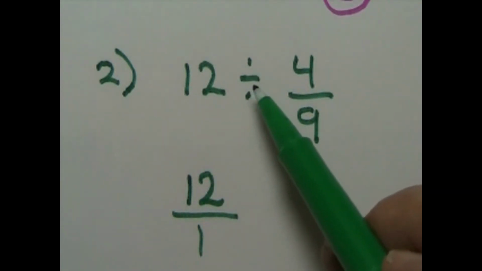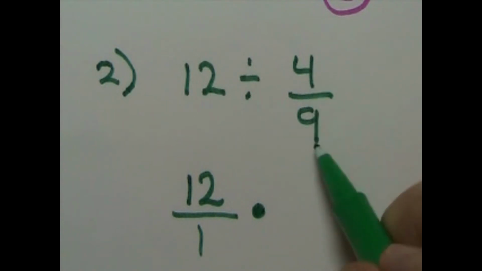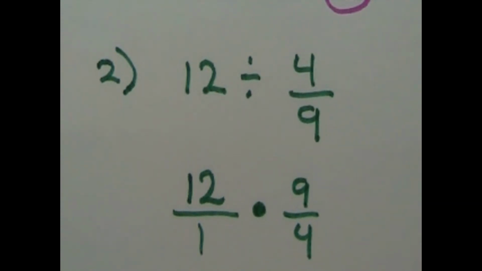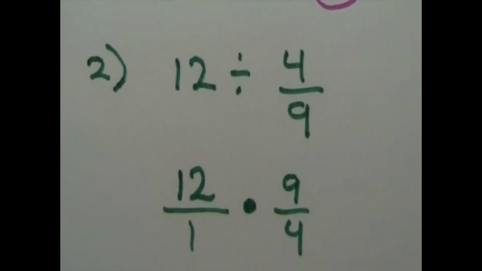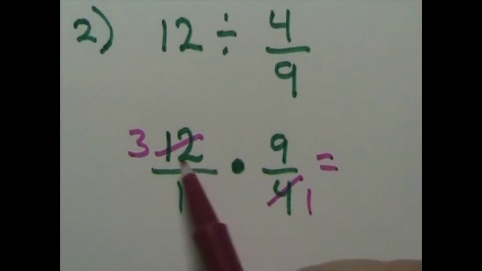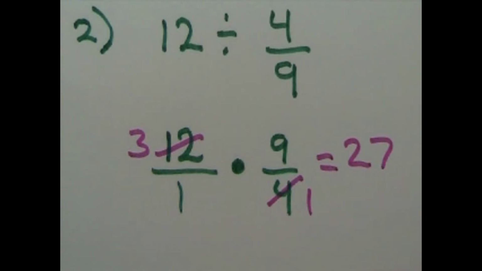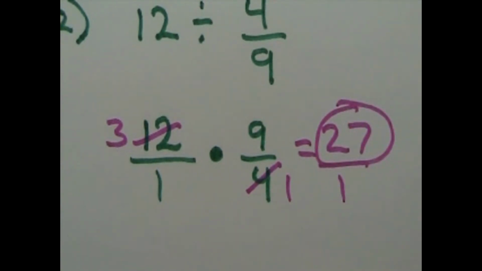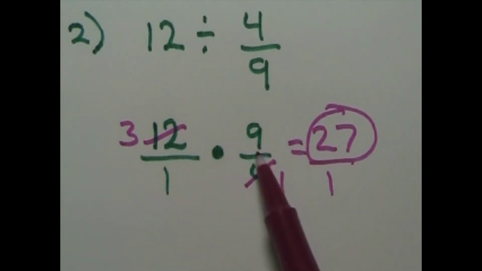Freeze this one, change this to times, and flip the second one. So instead of 4/9, it's 9/4. Freeze, change, and flip. And that word is called reciprocal. So let's see, 4 goes into 12 3 times, and that's all the reducing I can do. 3 times 9 is 27. 1 times 1 is 1. The answer is 27. So remember, freeze, change, and flip.